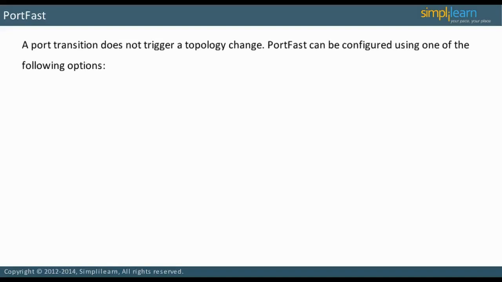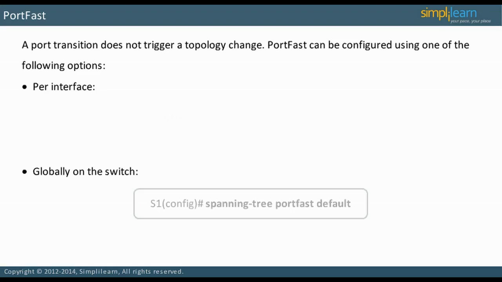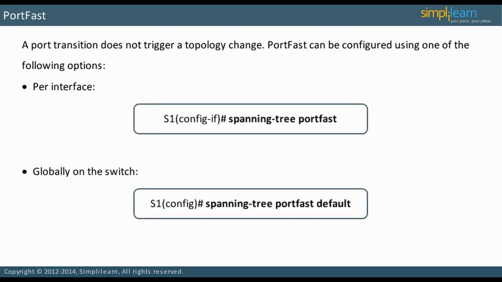With PortFast, a port transition does not trigger a topology change. You can configure PortFast per interface or globally on the switch. Configurations for these options are shown on the slide. Under the first option, configuration is done per interface, while in the second option, all ports that are configured for access mode, non-trunking, will have PortFast automatically enabled.